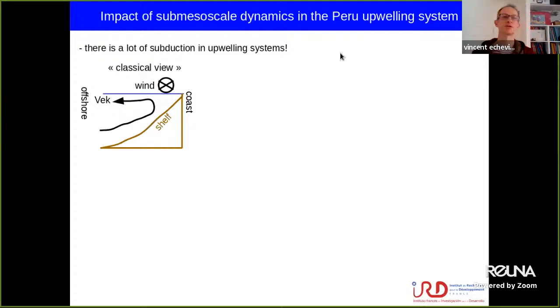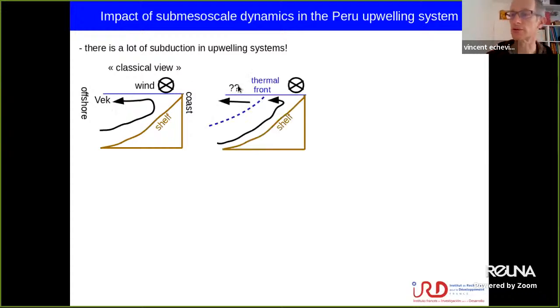Let's talk a little bit about subduction. There is a lot of subduction in upwelling systems. To explain this, I drew this simple schematic with a classical view of an upwelling. Here you have the shelf and the coast, and here you have the surface wind blowing northward, parallel to the coast, as we are in the Peru upwelling. What we know classically from the upwelling is that there is water coming towards the shore, then going to the surface layer, and then transported offshore by the Ekman current, which is labeled V-Ek here.